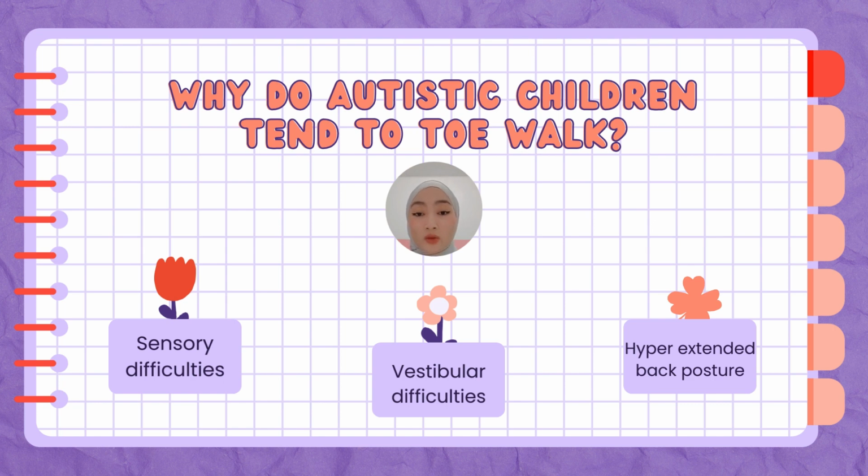Last but not least, most autistic children have a hyperextended back posture. Usually, autistic children will have a problem with increased muscle weakness. As a result, their body posture tends to fall in the forward direction, putting their weight on the toes. That's why they tend to toe walk.